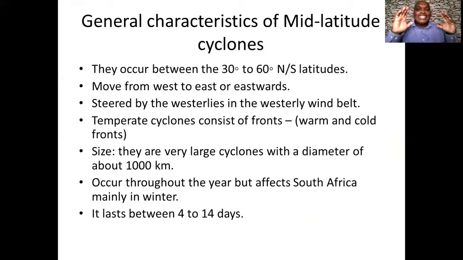Now let us look at the general characteristics of mid-latitude cyclones. Since we have discussed where they originate, they occur between the 30 degrees to 60 degrees latitudes. Their direction of movement, how do they move? They move from west to east, or we can say eastwards.